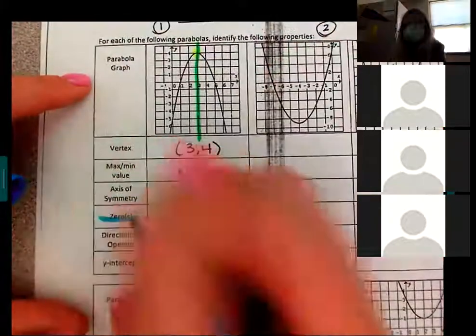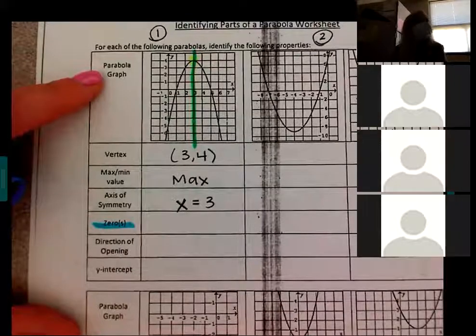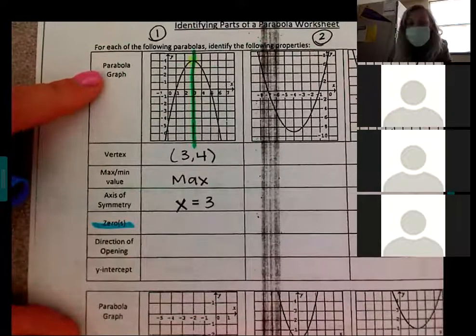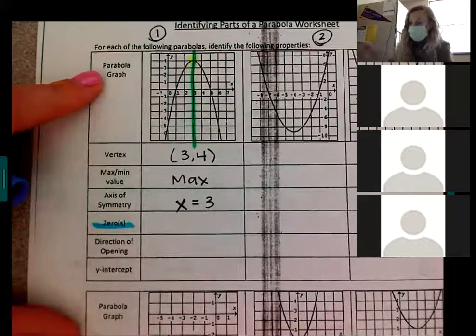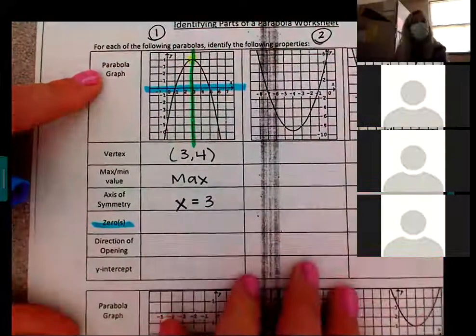What does the word zeros mean? X-intercept. Good. So David, what do we look at? How many times the line touches the x-intercept? I love that. The x-axis. Everybody highlight your x-axis. Highlight it.